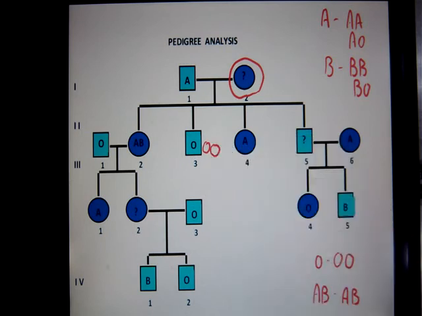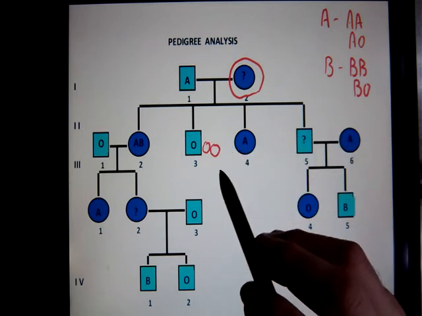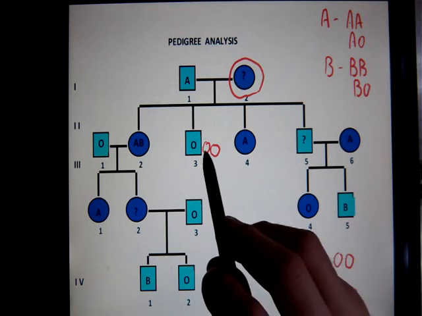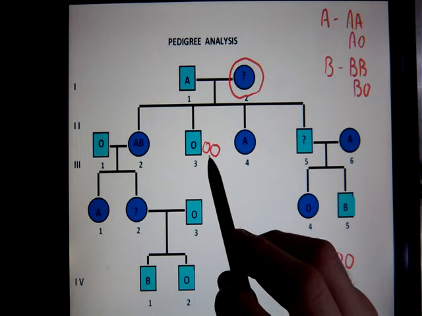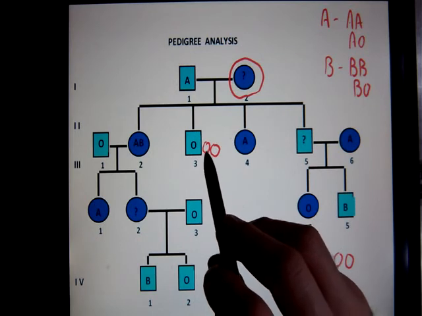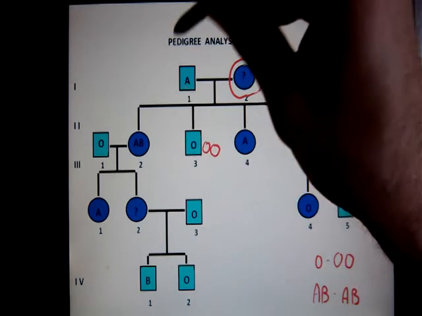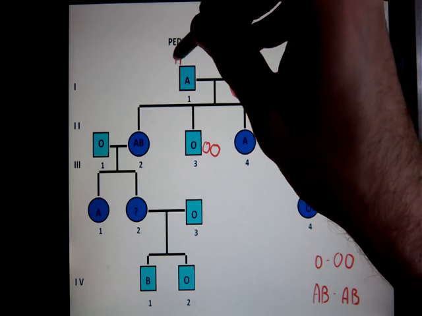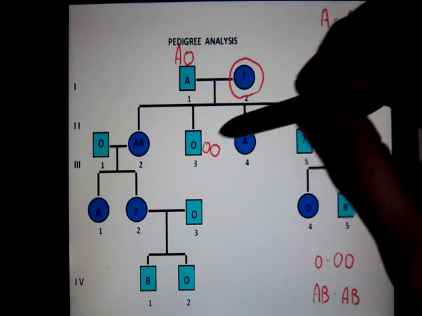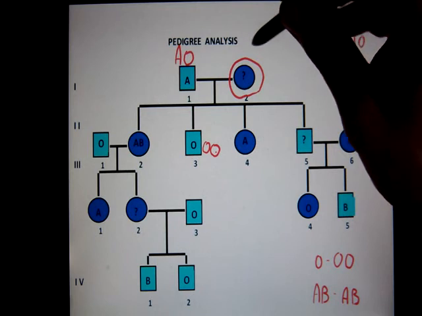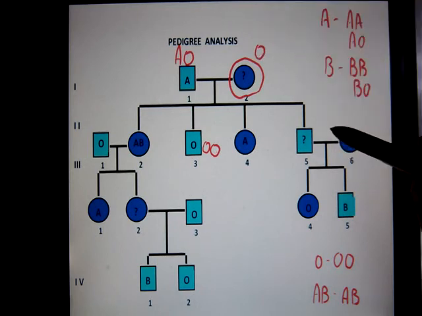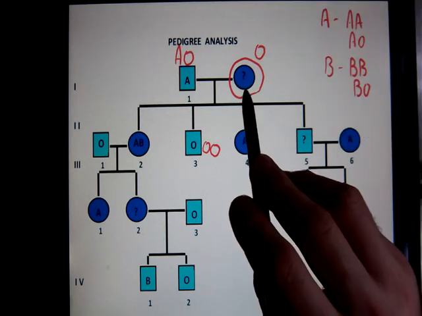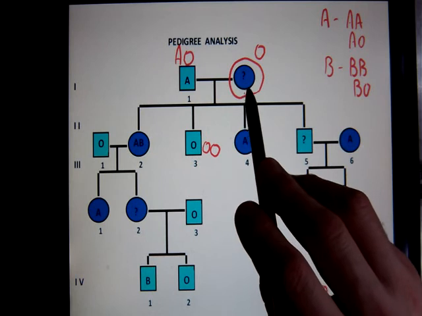O is recessive, so this person must have 2 O alleles. And I know for a fact that this person got one of each of these O alleles from each one of his parents. I know he got an O from his father, which tells me right away that this individual must have an A and an O. And I know that he got an O from this parent as well. So far I know one of this person's 2 alleles. Let's figure out the other one.